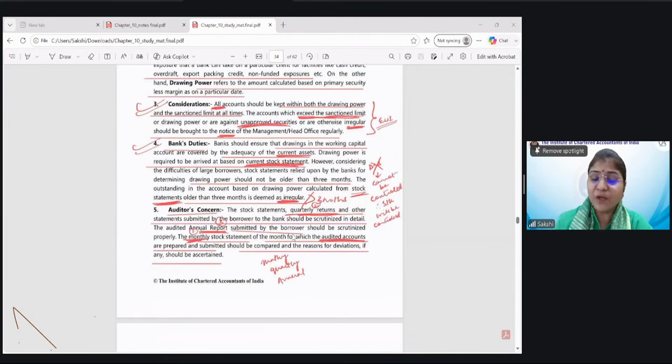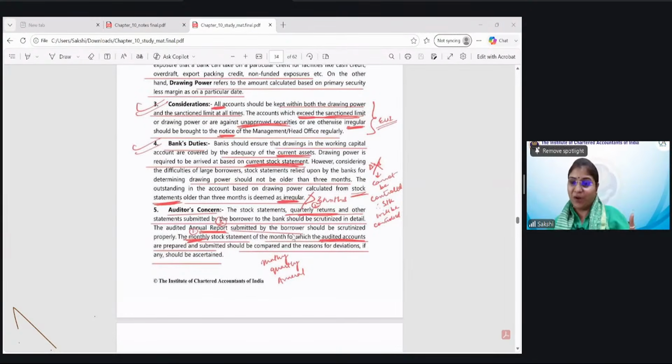Okay. Now, what are the auditor's concerns regarding this? There are three concerns. Basically, those are your monthly stock statement. Whether the monthly stock statement for the month it is to be audited has been submitted properly or not. Then the quarterly returns and other statements submitted by the borrower to the bank. Quarterly, like I told you, quarter statements you have to submit. Okay, it should be scrutinized in detail.